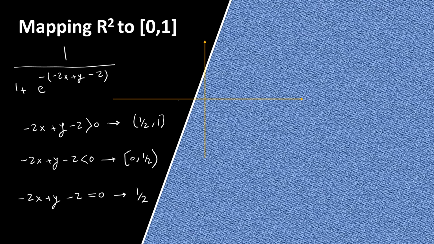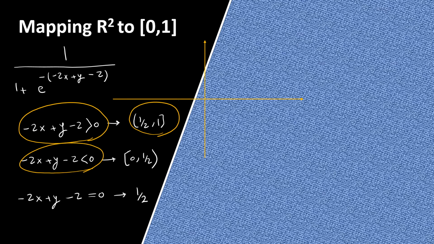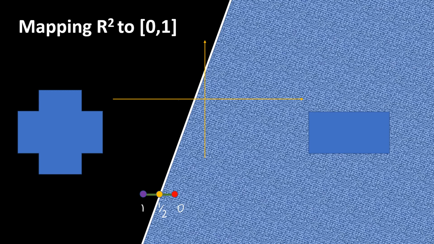When negative 2x plus y minus 2 is greater than 0, all xy satisfying this get mapped to the open interval 1/2 to the closed interval 1. And when negative 2x plus y minus 2 is negative, they get mapped to the other half of the closed interval. And when we have negative 2x plus y minus 2 equals 0, every point gets mapped to 1/2. Therefore, we should be able to determine the sign of this equation. That is the answer, but let's see why.